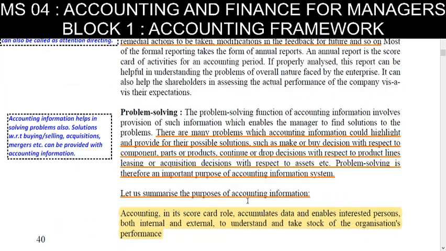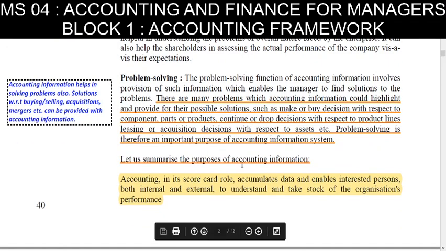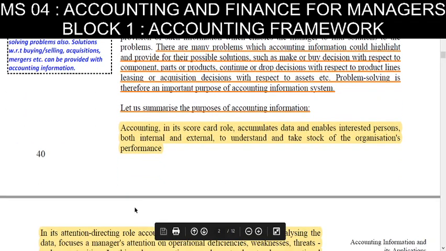Next, problem solving. There are many problems which accounting information could highlight and provide for their possible solutions, such as make or buy decisions with respect to components, parts or products, acquisitions, mergers, buying or selling. It is very direct. Directly, the information is helping us in solving problems. Okay, now let us summarize the purposes of accounting information.